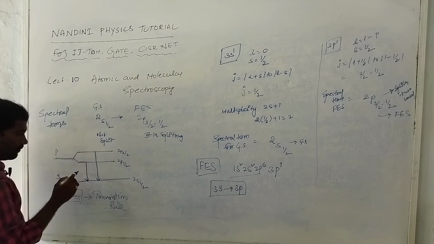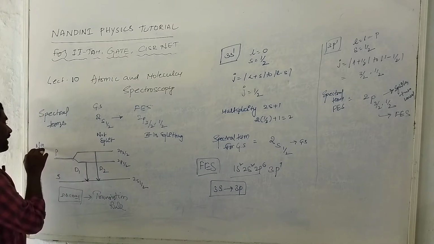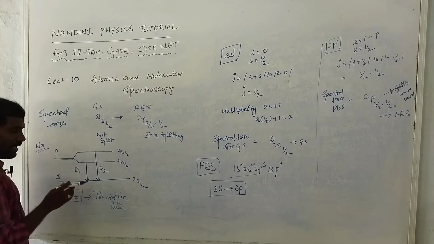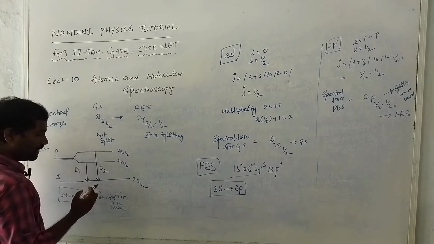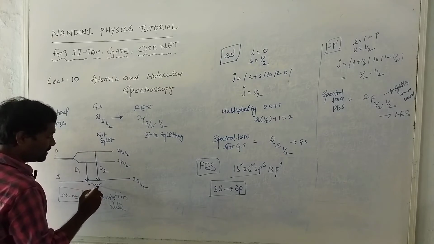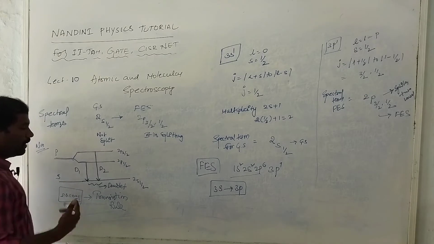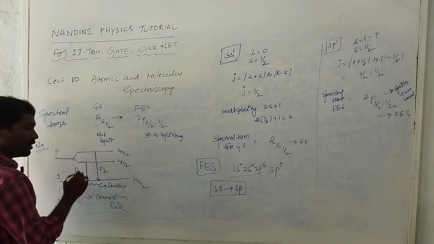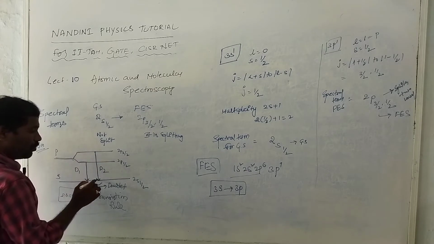So this is called the D1 line and this is called the D2 line, because this is the sodium atom Na. Sodium consists of a doublet, called the D1 line and D2 line. So this transition is a doublet transition. Here the transitions are possible from the lower P state to the S state and from the higher P state to the S state.